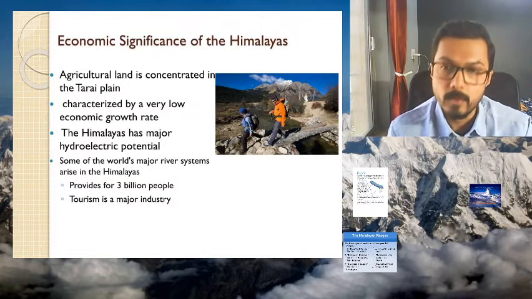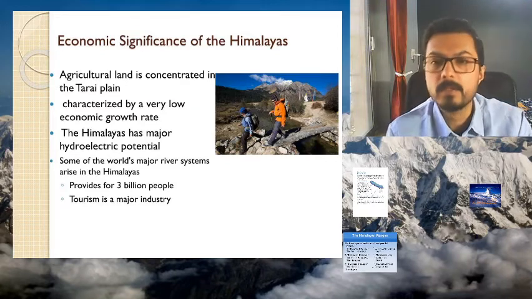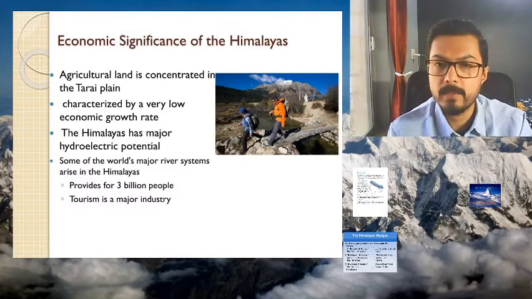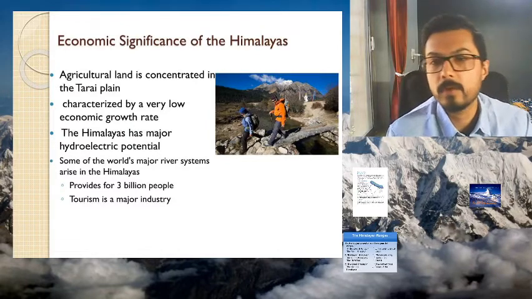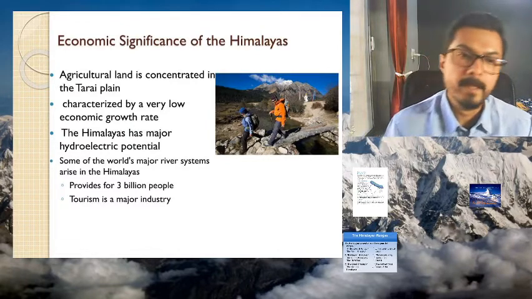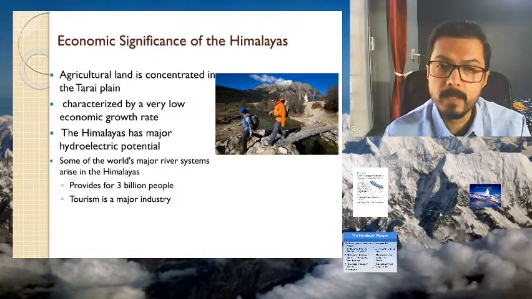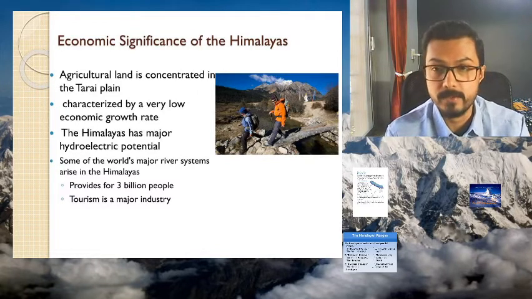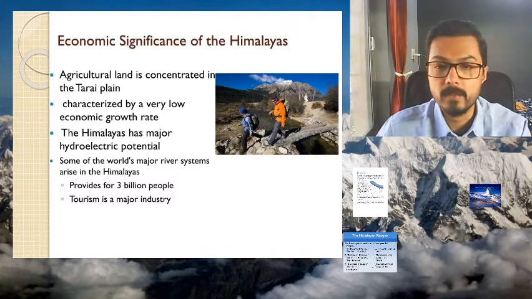For now you can understand that perennial rivers mean that the rivers flow throughout the year, they are not seasonal, they depend upon the ice which they get from the Himalayan source. That is why they are perennial, and they are a major hydroelectric potential. They can be used for producing hydroelectric power. And then obviously it provides for 3 billion people and is a major tourist industry. Right? People love to go hiking, and that is why it is a major tourist industry.